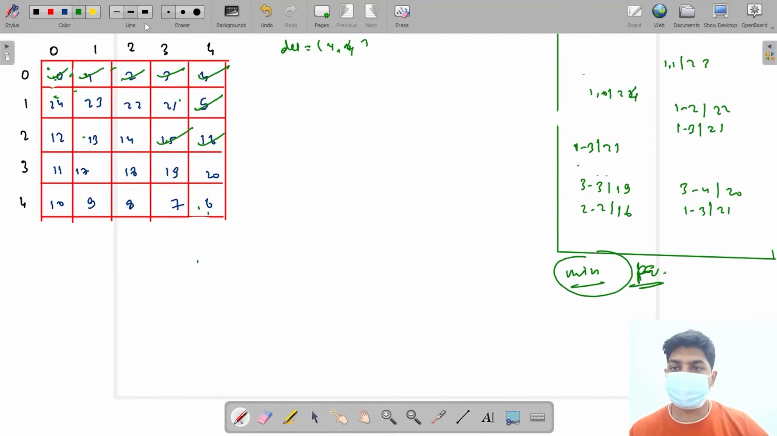So yeah, now let's find the minimum element. What is the minimum element now? 2 comma 2 with 16. Is it equal to the destination, 4 comma 4? No. So mark 2 comma 2 as visited.